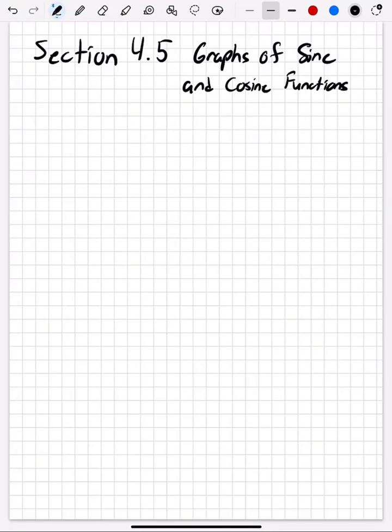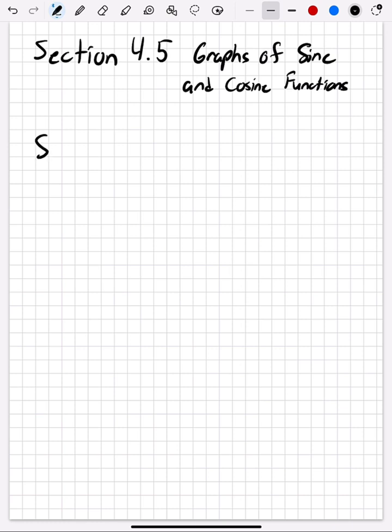Alright, so for section 4.5, we want to talk about graphs of sine functions and cosine functions, and kind of answer questions based on that. What's the amplitude? What's the period? Does it have any kind of shift? And I'll talk about what those mean.